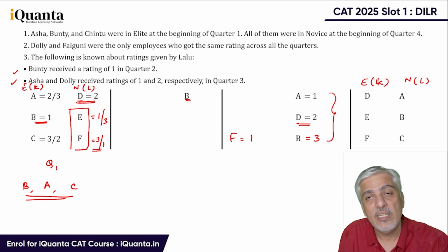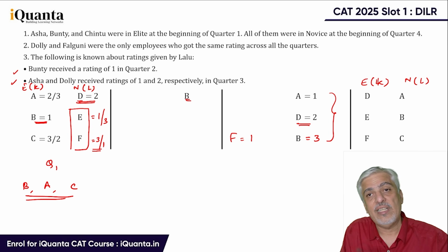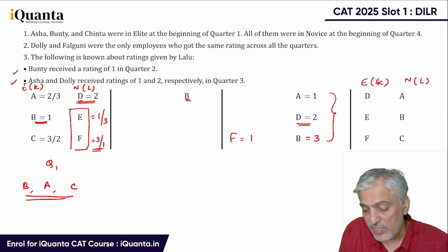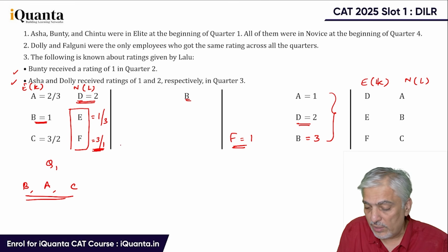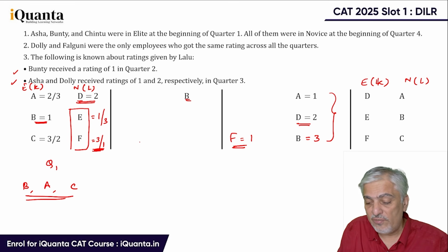Not possible. Anybody who gets 2 1s will never get transferred earlier, will always get transferred less, because he's going from novice to elite. So F cannot be 1. And this was the crux of the set. I'll repeat that part. If F is 1 over here, F will have to be 1 over here also, which means F didn't get transferred.